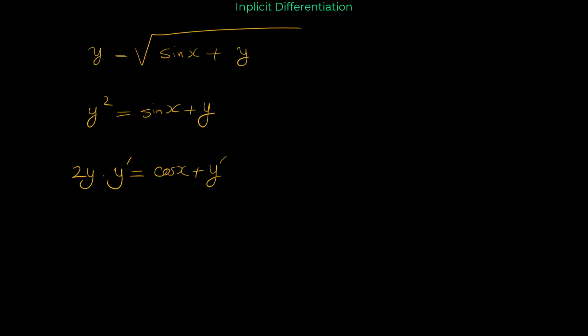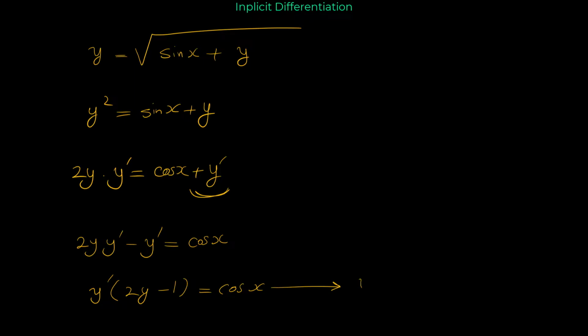Move this y prime to the left, then we have 2y y prime minus y prime equals cosine x. If we factor y prime, we have this, and finally if we divide both sides by 2y minus 1, y prime is cosine x over 2y minus 1. And if you want, instead of y prime here, we can write dy over dx. We know that y prime is basically dy over dx, the derivative of the function y with respect to x.